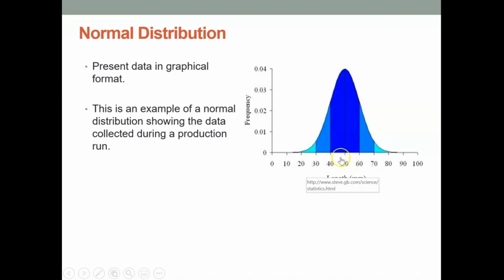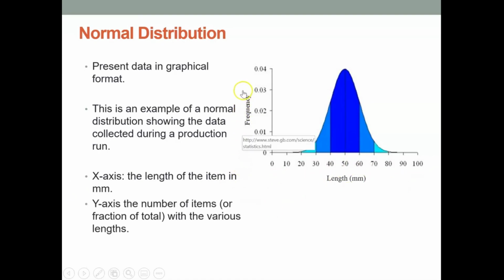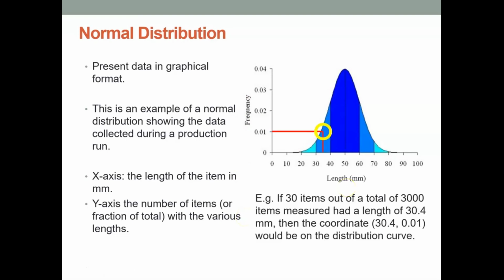So most of your product is fitting into the 50 range. The x-axis is the length of the item in this example, and the y-axis is the number of items or the fraction of total with the various lengths. So for example, if 30 items out of a total of 3,000 items measured had a length of 30.4, you would expect to see a coordinate of 30.4 to 0.01, and that would be on your distribution curve here.